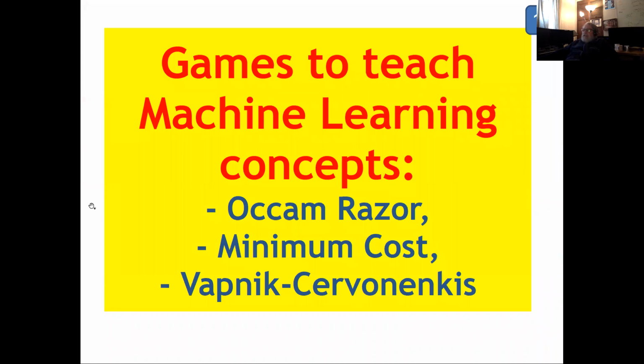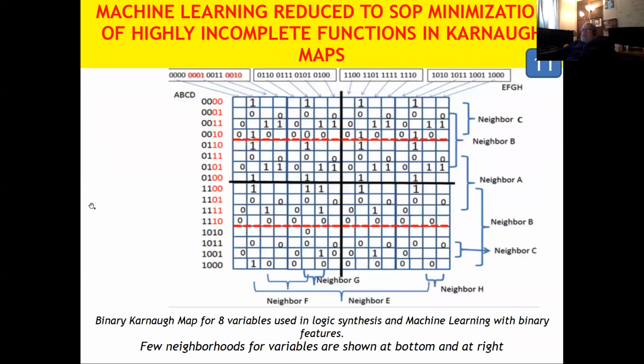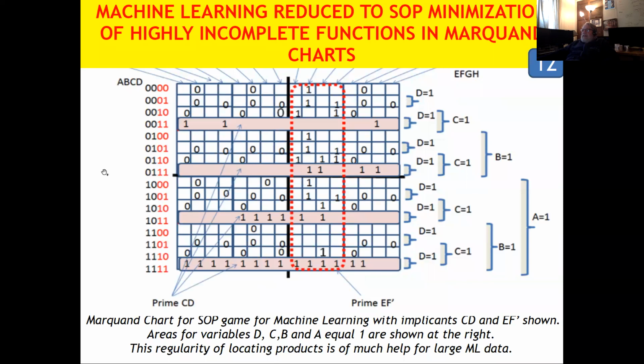The games to teach machine learning teach concepts like Occam's razor, minimum cost design, Vapnik-Chervonenkis principles. Here is an example of the Karnaugh map with 8 variables and don't cares and ones and zeros. And here we see the neighborhoods for variables for rows and columns. And here is a Markov chart also showing the neighborhoods. And there is here group CD shown in the Markov chart.